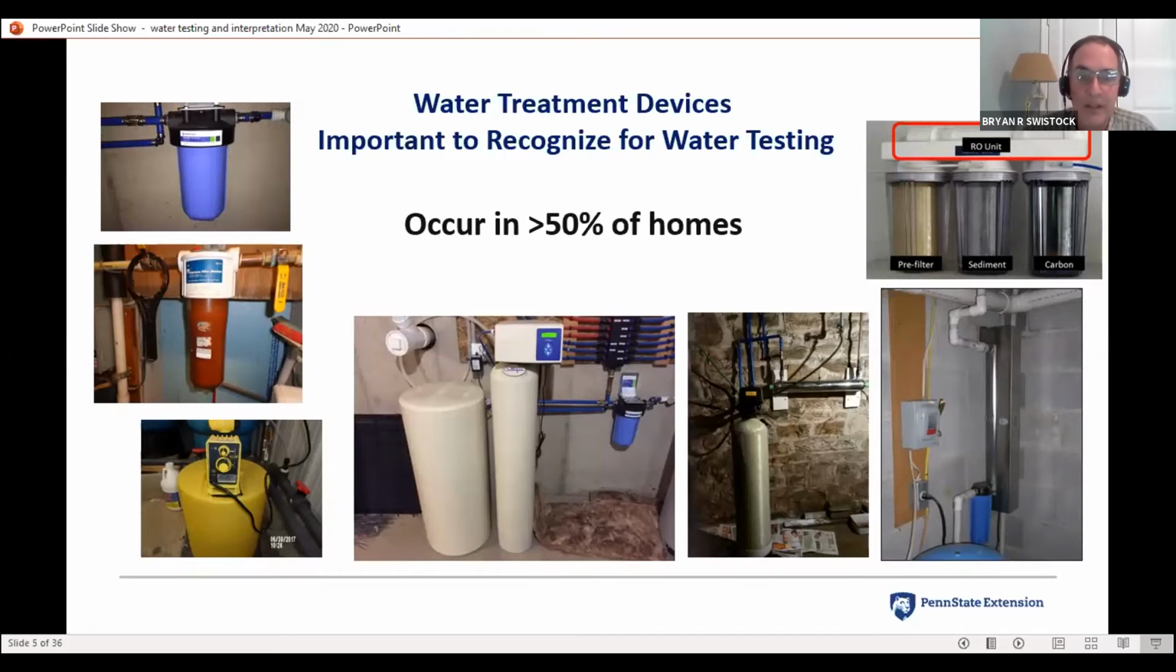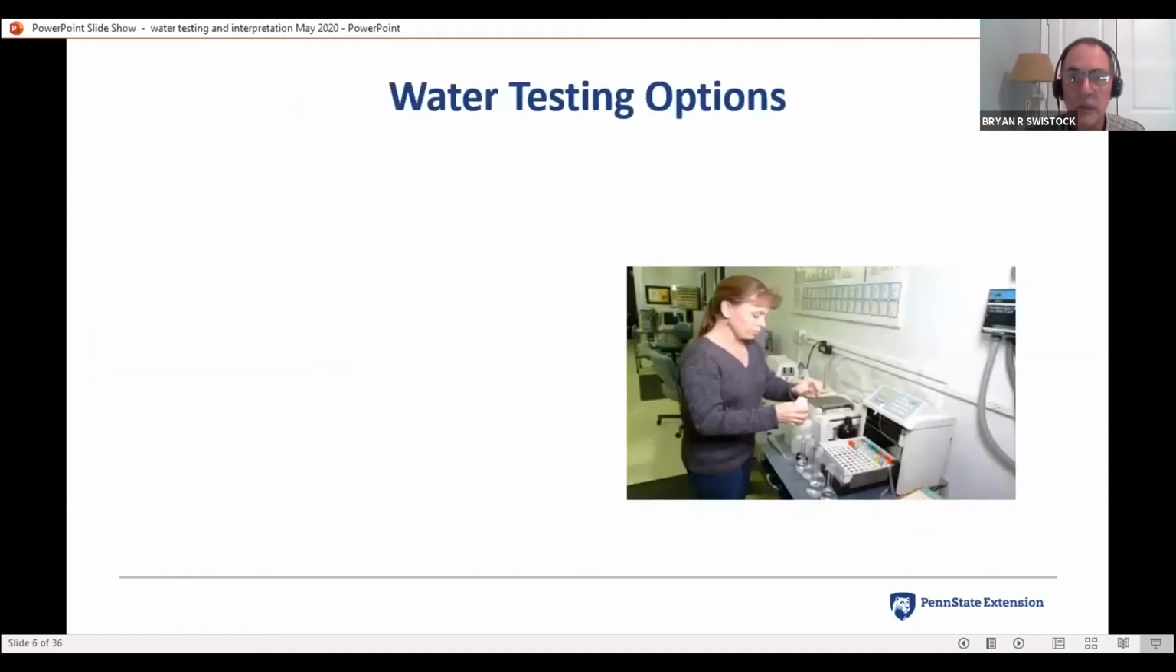We need to recognize those, and we need to make sure that we're collecting water prior to those devices so that we're truly getting water coming out of the ground, not water that's being influenced by things like sediment filters on the left or a softener in the middle or a UV light and an RO filter over on the right-hand side. A lot of these things are installed for aesthetic problems, but in some cases they are for health issues. But the important thing, again, from a water testing perspective, is we need to identify those and make sure we're testing ahead of those. Normally that means testing at the base of the pressure tank where the water enters the home prior to going into any water treatment. If you're lucky, there might be a spigot right out at the well where you can sample outside the house even before it gets into the pressure tank.